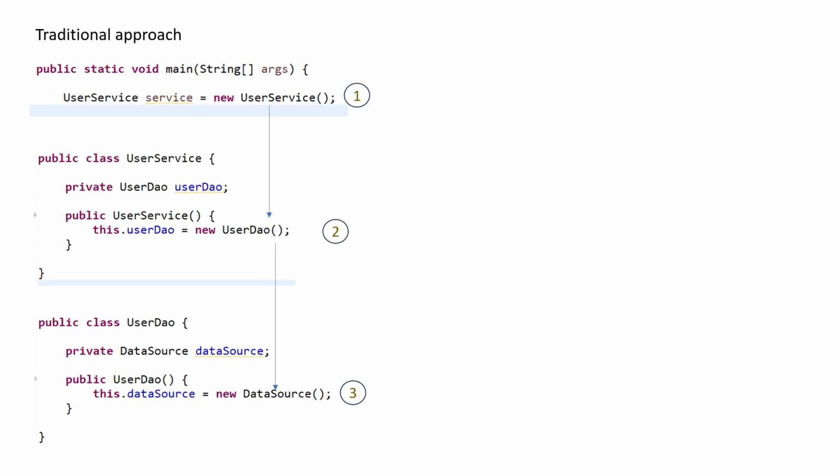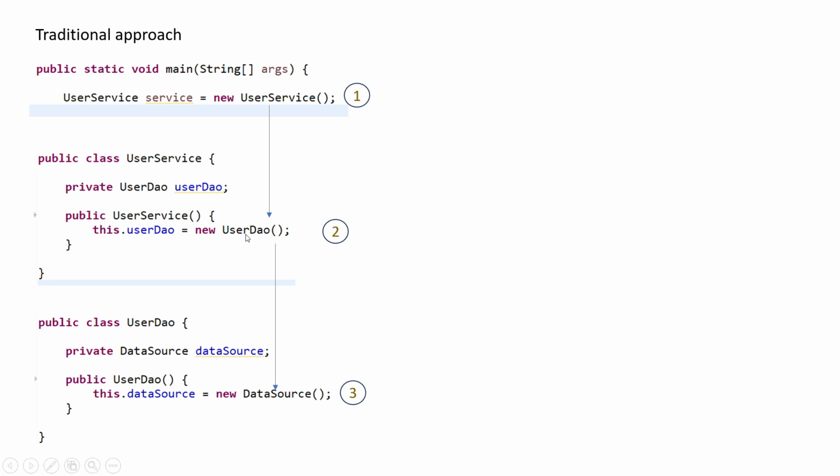So if you see this diagram, this is a traditional approach. In the main method I am creating an object for user service using the new operator like this. This user service class has a constructor, and inside the constructor I have a dependency called user DAO. For that dependency I am creating the object. So who is creating the object? User service itself is creating the object. So it is controlling the object creation, right?